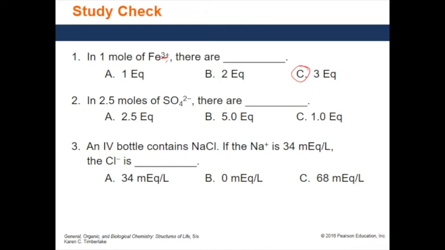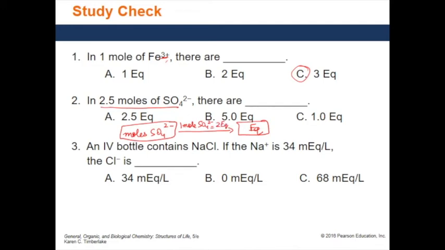In 2.5 moles of sulfate, there are how many equivalents? So what's given to us is moles of sulfate, and the question is asking to convert these moles of sulfate to equivalents. What is the relationship that we can use here? The relationship for sulfate is, we know that 1 mole of sulfate is 2 equivalents because it has a charge of 2 minus.